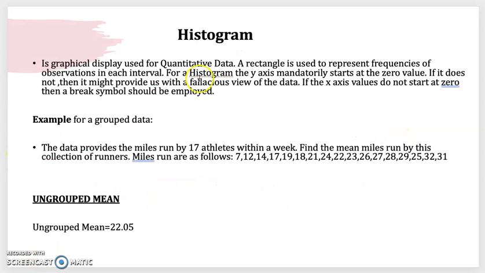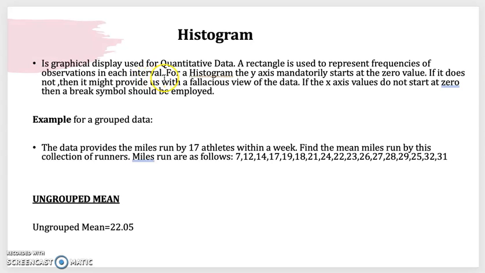So the next one we talk about is the histogram. For the histogram we're using Python to easily plot the graph, but here we want to show you how we can manually do that. So a histogram is a graphical display for the quantitative data. They use rectangles to represent the frequency of the observation in each interval.